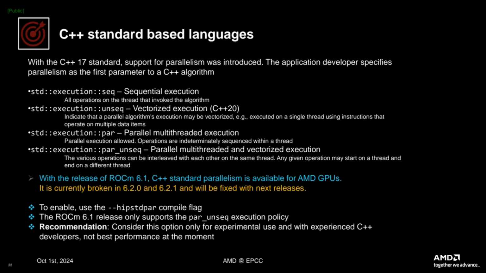Let's just say briefly something about C++ standard parallelism. With the release of ROCm 6.1, C++ standard par is available for AMD GPUs. However, with the 6.2.0 release, something broke. So unfortunately, in the ROCm version that we have on the container, C++ standard par is not enabled. But if you have a way to experiment with version 6.1, then you can turn it on by using the --hipstdpar compile flag. So it's a very inviting framework to try out, but consider this option for experimental use and if you are somewhat experienced with C++.